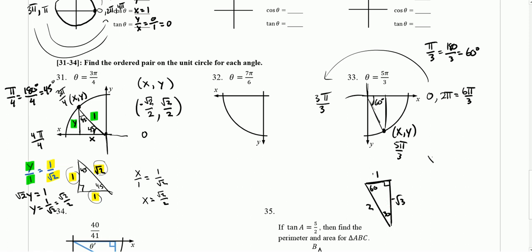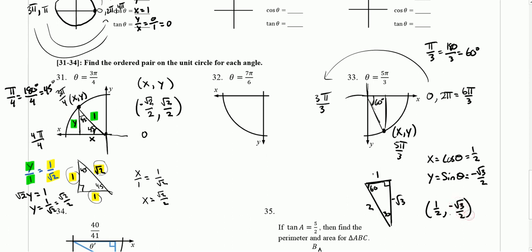And remember, x is the cosine of our angle. So the cosine is adjacent to 60, 1 over the hypotenuse, so 1/2. So we have our x value. Our y value is the sine of our angle. Sine is opposite over hypotenuse, so negative root 3 over 2. And so now we found our coordinate. X is 1/2, y is negative root 3 over 2.